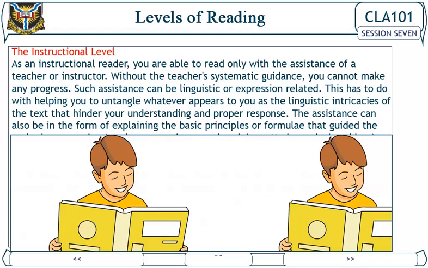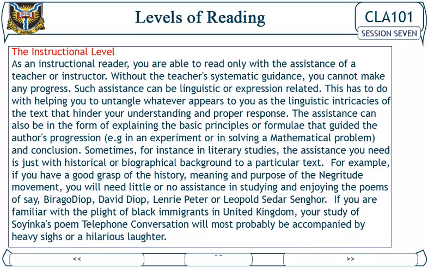The instructional level. As an instructional reader, you are able to read only with the assistance of a teacher or instructor. Without the teacher's systematic guidance, you cannot make any progress. Such assistance can be linguistic or expression related. This has to do with helping you to untangle whatever appears to you as the linguistic intricacies of the text that hinder your understanding and proper response.